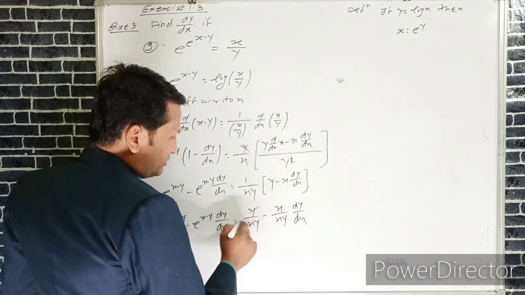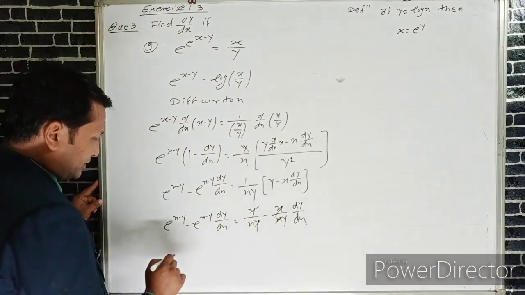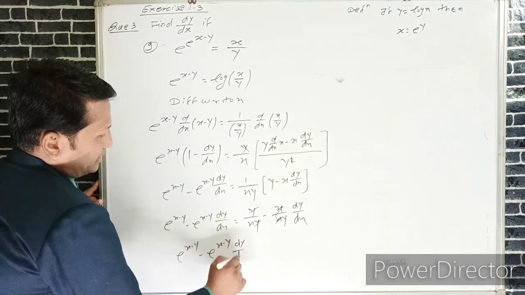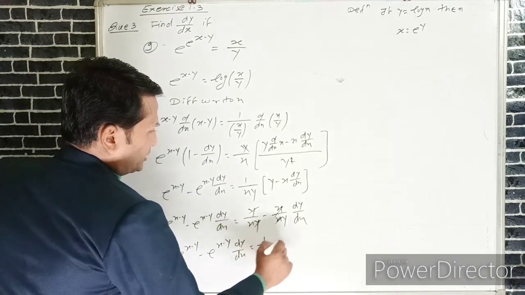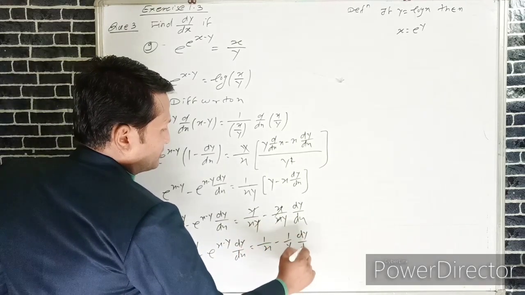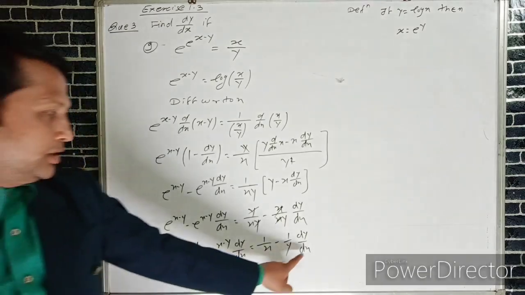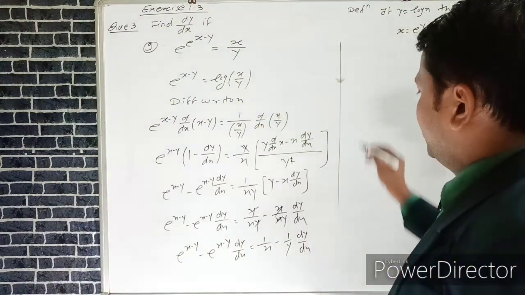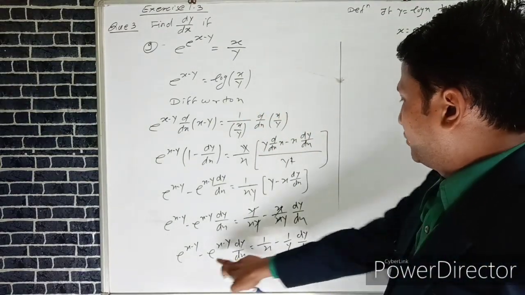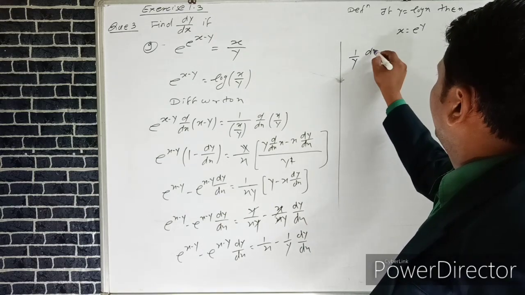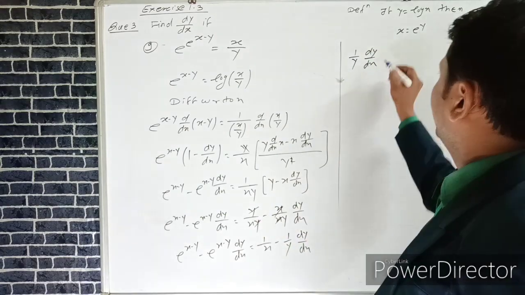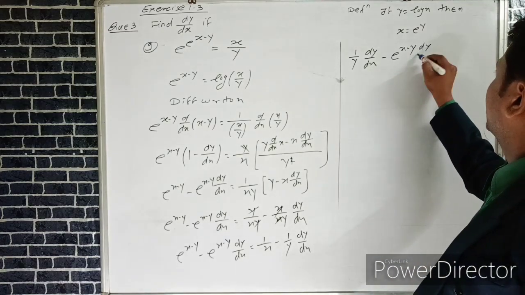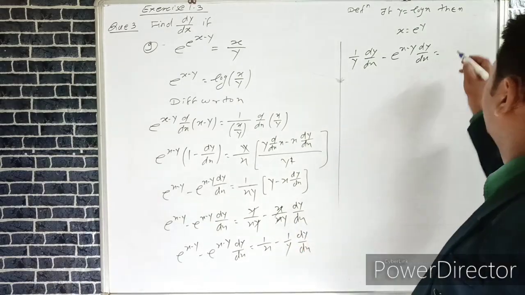Here y cancel, x cancel, we can write e to the power x minus y minus e to the power x minus y into dy by dx is equal to 1 by x minus 1 by y dy upon dx. If we shift this term dy by dx to the left side and this term to the right side, we can write it, minus converted into plus, 1 upon y dy upon dx minus e to the power x minus y as it is into dy by dx is equal to 1 by x as it is.